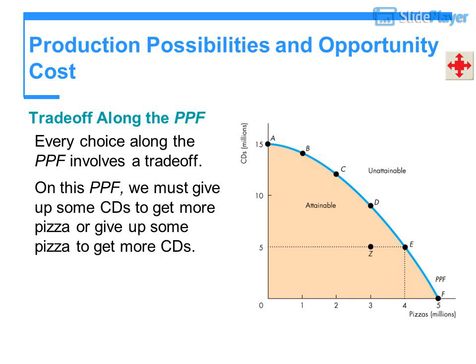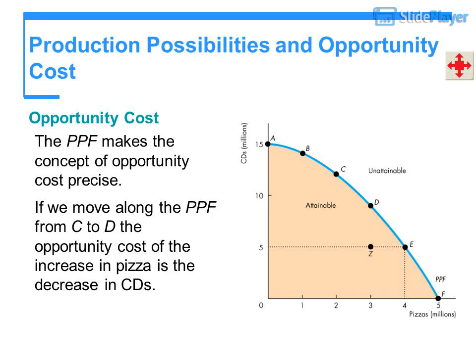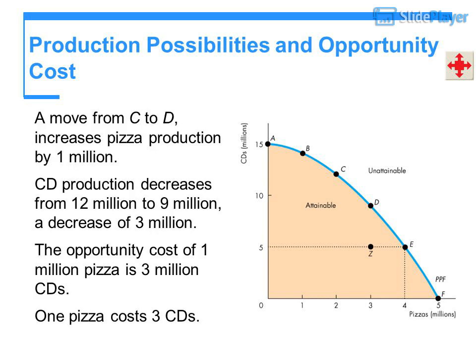Trade-off along the PPF. Every choice along the PPF involves a trade-off. On this PPF, we must give up some CDs to get more pizza or give up some pizza to get more CDs. The PPF makes the concept of opportunity cost precise. If we move along the PPF from C to D, the opportunity cost of the increase in pizza is the decrease in CDs.